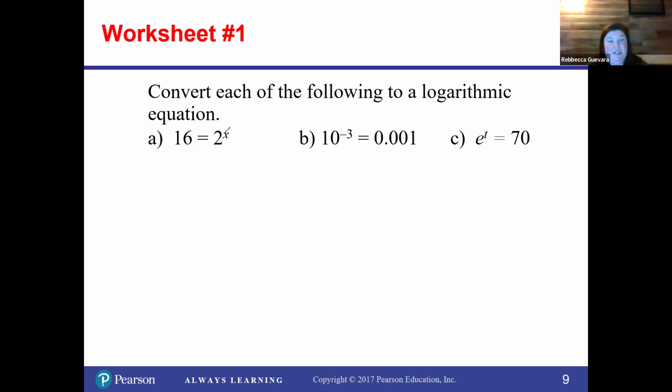So remember that the base is going to be where your log is. So it's base 2, so it's log base 2. The exponent is always what the log is going to equal, so that's going to be the 16. So log base 2 of 16 equals x. Same thing here. We got a base 10 now, so log base 10. Base 10s are common logs, and we're going to talk about how we can rewrite those. But log base 10 of 0.001 is going to equal -3.